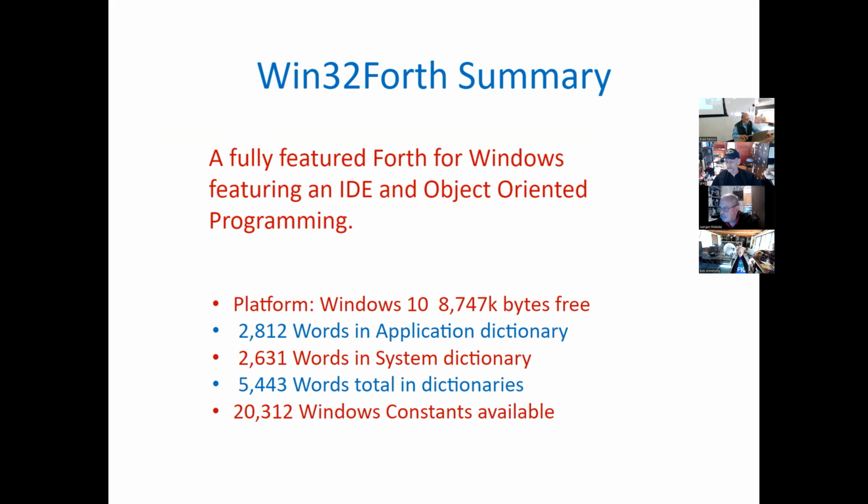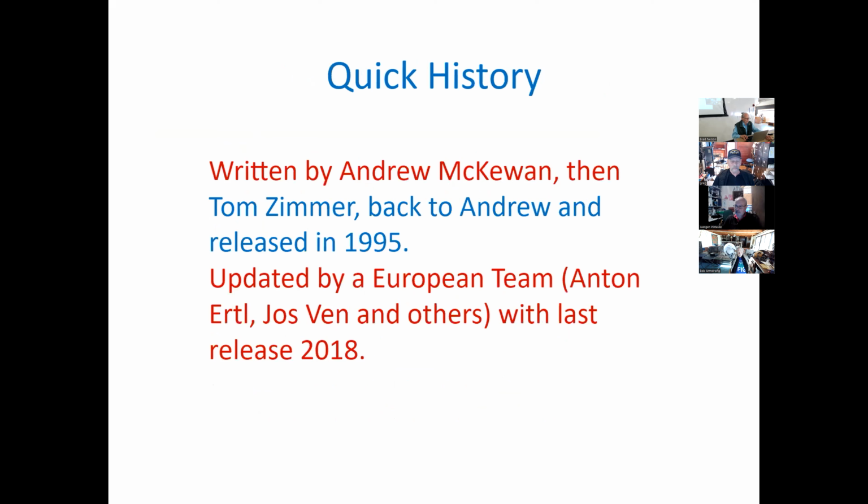In it, there are 2,800 words of application words. This is the Forth core that comes up, and buried in the system are 2,600 words that are system words that are used to make the Forth itself run. It has also 20,000 Windows constants available. So if you're doing calls to Windows functions, 20,000 of them are predefined.